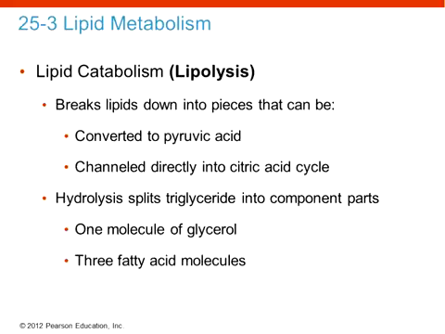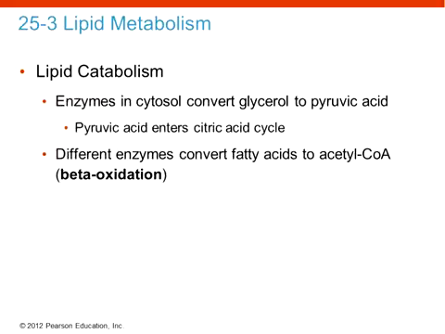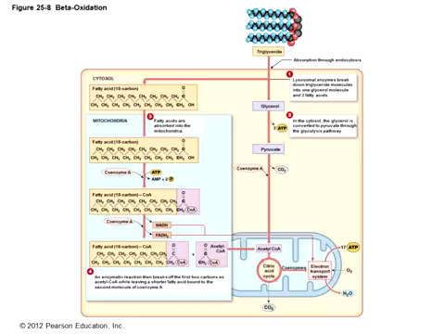Hydrolysis is a process by which the triglyceride is split into its 2 components, the glycerol head and the 3 fatty acid tails. Enzymes in your cytoplasm will convert that glycerol into pyruvic acid, and it's that pyruvic acid that gets groomed and goes into the citric acid cycle. And then there are a different set of enzymes that will convert those 3 fatty acid tails of the triglyceride into acetyl-coenzyme A, and we call that process beta oxidation. And remember, it's this acetyl-coenzyme A that has been groomed to go into the citric acid cycle.